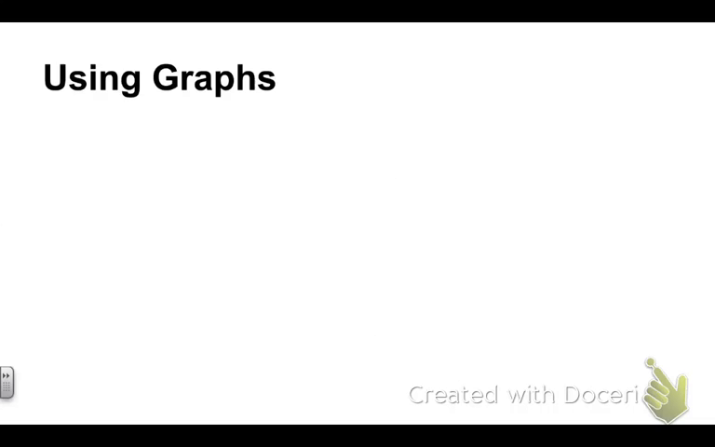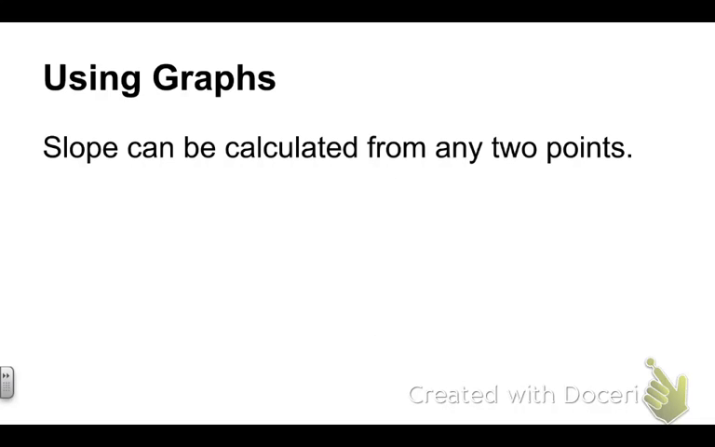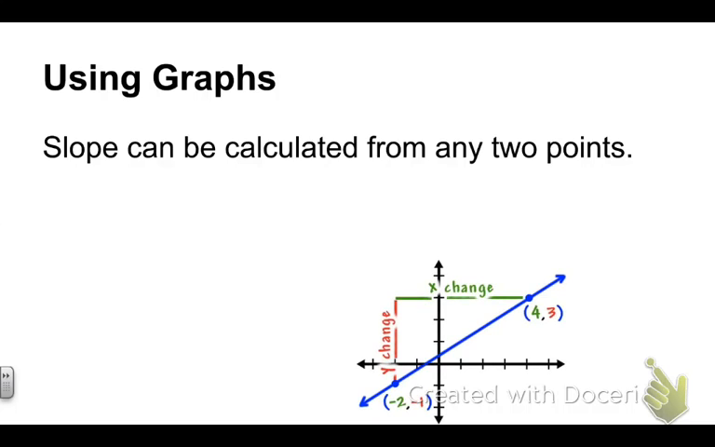Now, using graphs. Slope can be calculated from any 2 points. It does not matter which 2 points you pick. They do not need to be next to each other. All right, so we've got 2 points there, one at -2, -1, and one at 4, 3.